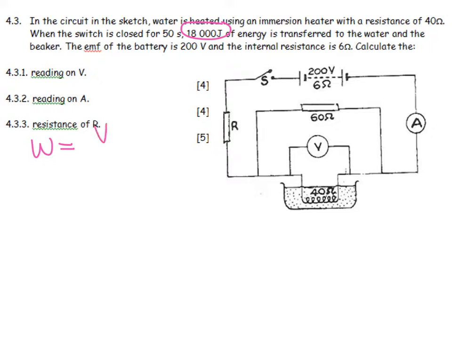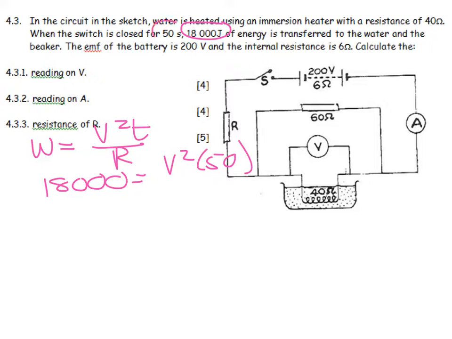So work done is equal to V squared T over R. 18,000 is equal to V squared, 50 seconds, divided by 40 ohms. When I rearrange that, V, not V squared, because I'm going to square root it, is equal to 120 volts. What is the reading on the ammeter?